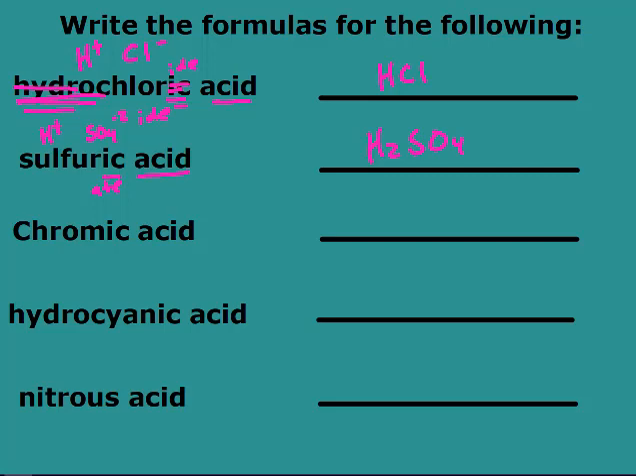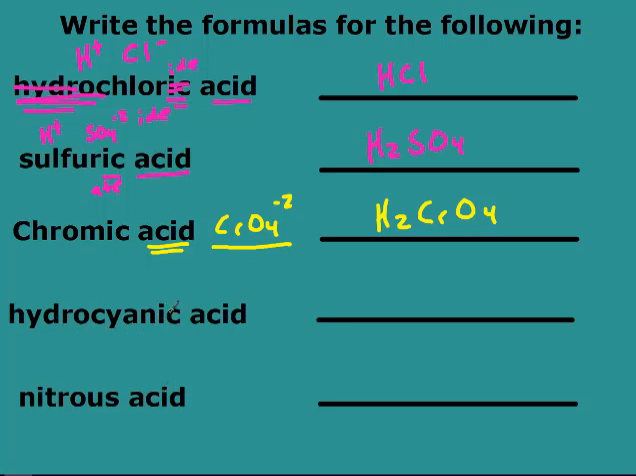Go ahead and pause the video and do the last 3 on your own. Restart when you are done. So chromic came from chromate. Chromate is CrO4, -2. So I need 2 hydrogens in front to cancel it out. One of the more common mistakes is people just writing this as the answer. Remember, your formula should never have a charge. We need the hydrogens because it's an acid.